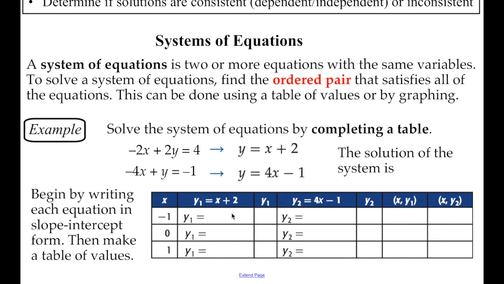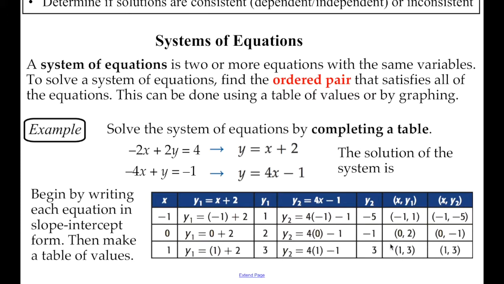So if I put -1 into the first equation, I get out a 1. So that's (-1, 1). If I put in a 0, I get out a 2. If I put in a 1, I get out a 3. So those are my three ordered pairs, or the solutions to the first equation. Now I'm going to use those exact same values, -1 into the second equation. That gives me a -5. 0 gives me a -1. And 1 gives me a 3. So the thing to notice here is we got the exact same solution when we put in 1. We got that same ordered pair, and that is the solution to our system.